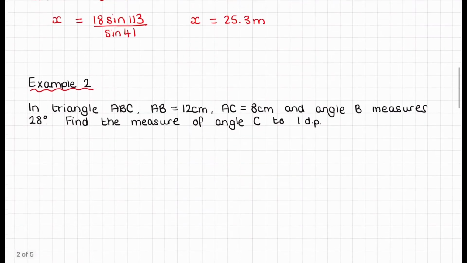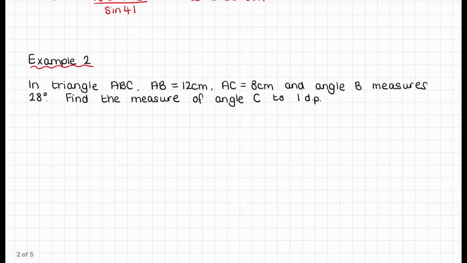Example 2. We've got this triangle ABC. We know that AB equals 12, AC equals 8, and angle B measures 28 degrees. We want to find angle C. I haven't been given a diagram, so the best thing we can do first is to draw a diagram. Just draw a triangle and label it A, B, and C. We know from A to B it's 12 centimetres, AC is 8 centimetres, and angle B measures 28 degrees.